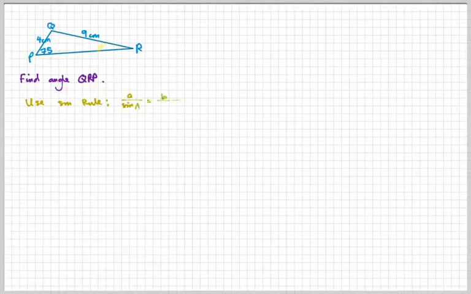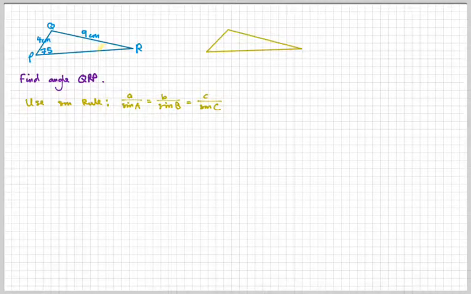So the sine rule is the following: a over sine A equals b over sine B equals c over sine C. Now it doesn't really matter what sides we use, but we might want to do another sketch and label them in the appropriate ways. So I'll label the sides like that. I'll fill in what we know.